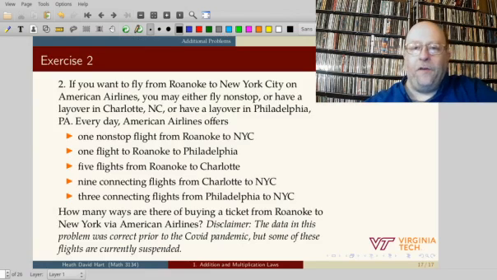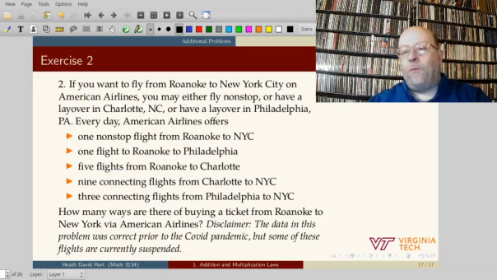And then for the second exercise, if we want to fly from Roanoke to New York City on American Airlines, we can fly nonstop, we can lay over in Charlotte, or we can lay over in Philadelphia. So those are 3 disjoint ways of being able to travel. There's one nonstop flight. There's one flight from Roanoke to Philadelphia. There are 5 flights from Roanoke to Charlotte. And then there are 9 connecting flights from Charlotte to New York, and 3 connecting flights from Philadelphia to New York. How many total ways are there of buying a ticket from Roanoke to New York via American Airlines?